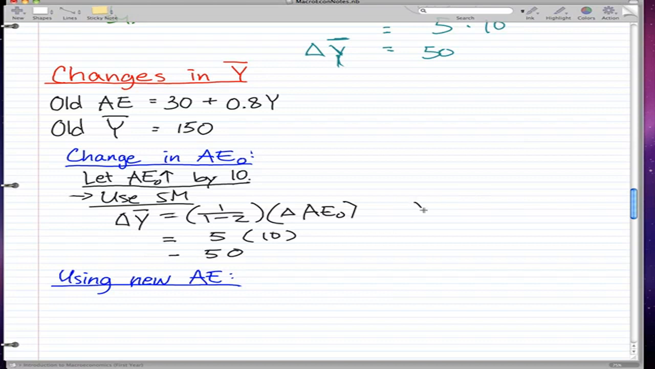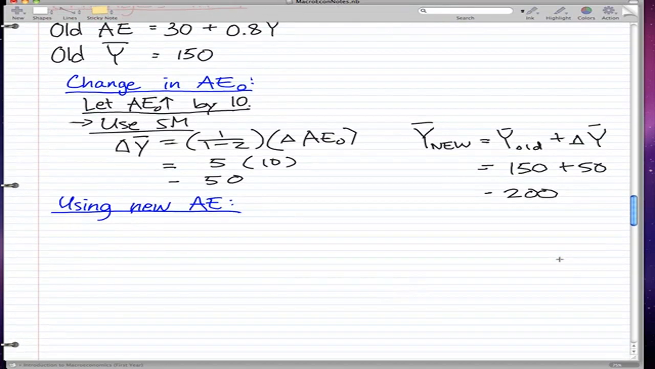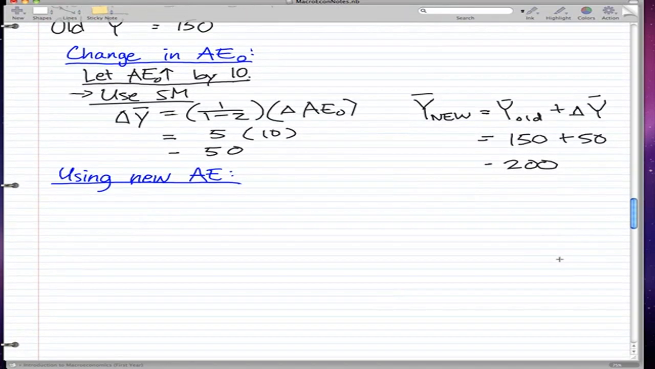So we can get our new equilibrium spending by taking the old Y, the old equilibrium spending, and adding the change in equilibrium spending, which is 150 plus 50. So the new equilibrium spending will equal 200, and that's one way we can get the new equilibrium spending. Using the new AE naught, this is the second way, and you're already pretty familiar with it, and that's simply by doing the equation again.